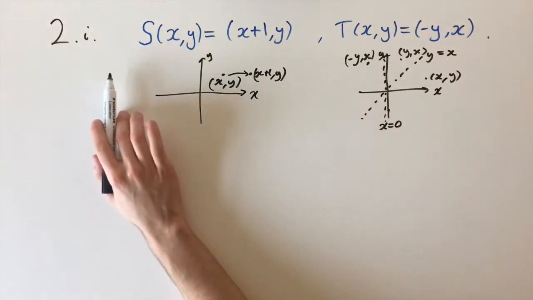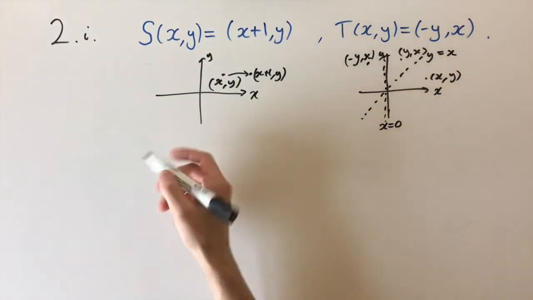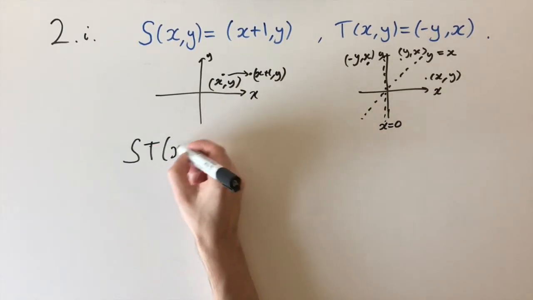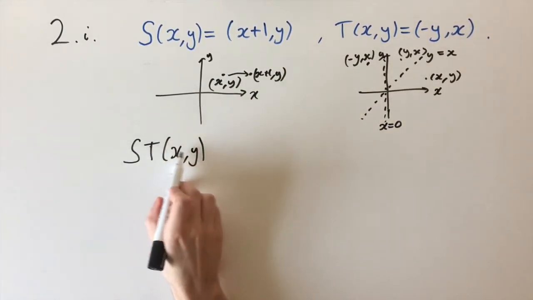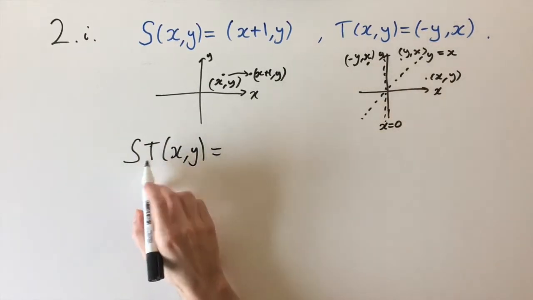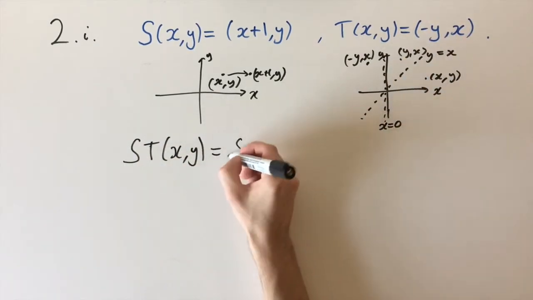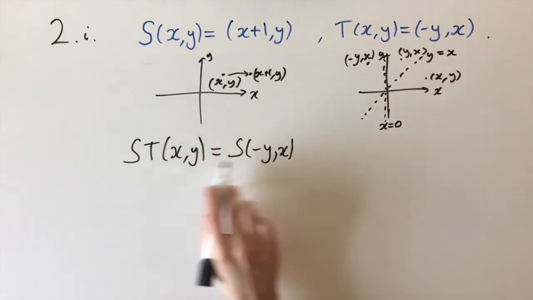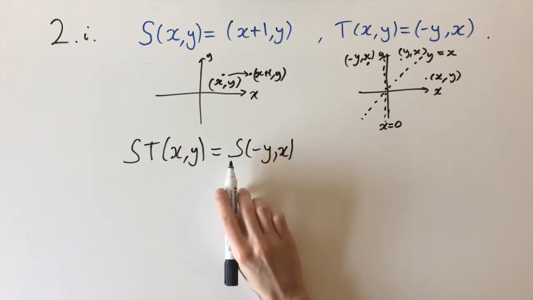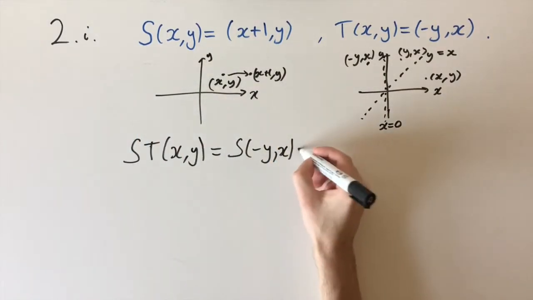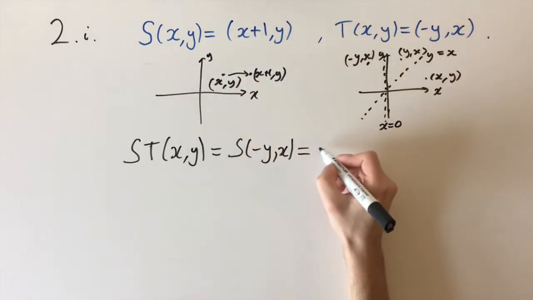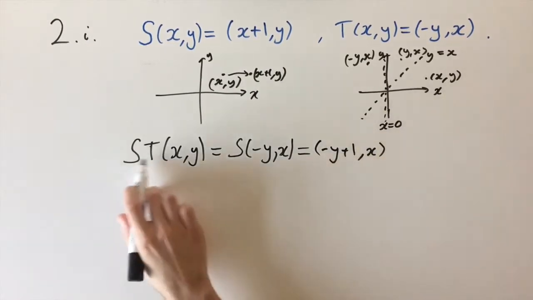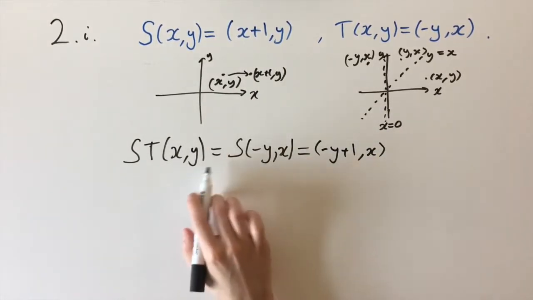So if you remember the first part of the question, we need to show that s and t don't commute. So to do that, we just calculate the composition of s and t, and then t and s. So st of (x, y), this is apply t first, and then apply s. So if we apply t, this is just given by the rule up here. We have s of (minus y, x). So here we've just applied the transformation t, and that's how we got this coordinate pair. And now we need to apply the transformation s to this coordinate pair. And s is just add 1 to the first component. So we have (minus y plus 1, x). So this is what st is in general for all x, y, all coordinates.